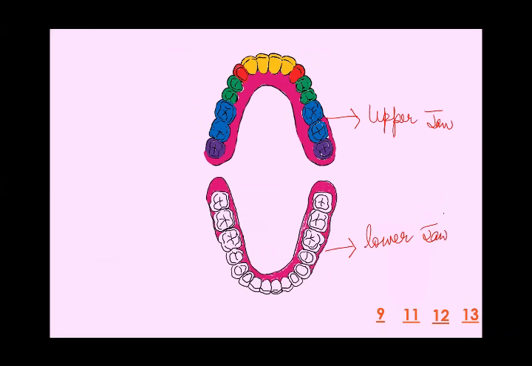And normally the teeth are white in color, but for your convenience and understanding, I have colored them with different colors so that you can easily understand. So here in this picture, the teeth which are of yellow color, here you see it is 4 in number, and these teeth are known as incisors.